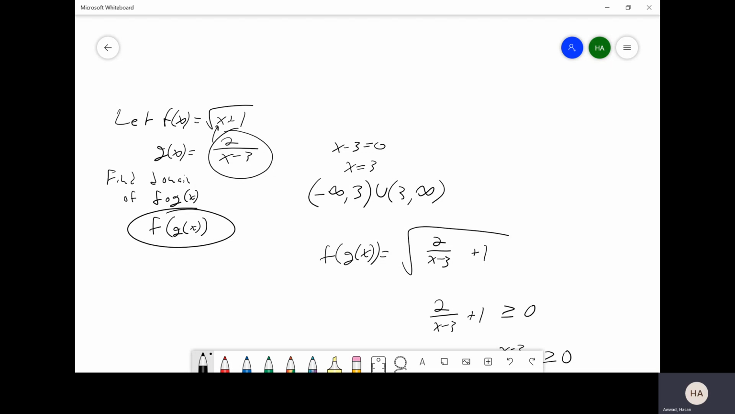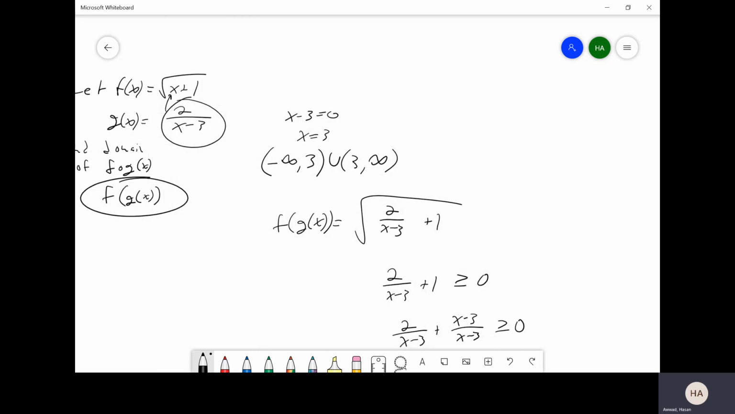The next thing you want to do is pass the inner function into the outer function. So we passed 2 over x minus 3, which is g of x, into the outer function f of x. Wherever there was an x in f of x, we passed in that 2 over x minus 3. And then we found the domain of this piece right here.